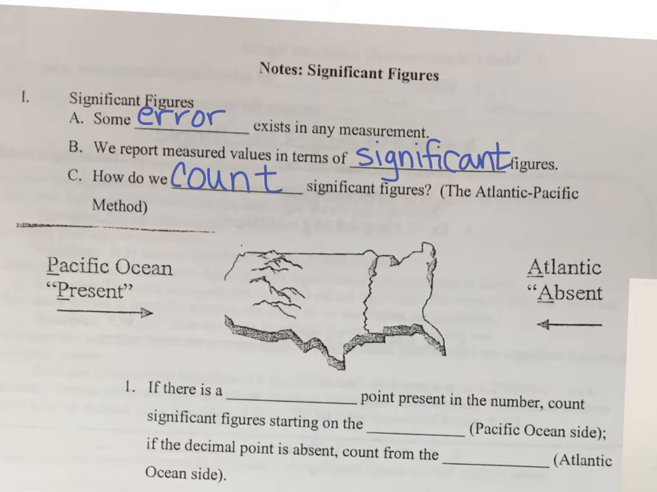So this is just the Pacific Ocean, Atlantic Ocean way, I guess you could say, the method. And all that you ask yourself for this method is, does it have a decimal point? Or a decimal? Okay? Does it have a decimal? That's all you're asking yourself on this.